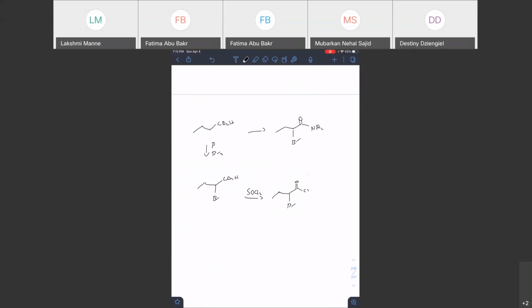Then after that, we just have to attach NH3. And if you think about it, NH3 is going to end up cutting off the Cl, and then also it's going to have to lose one of its hydrogens to maintain being bonded to three things.